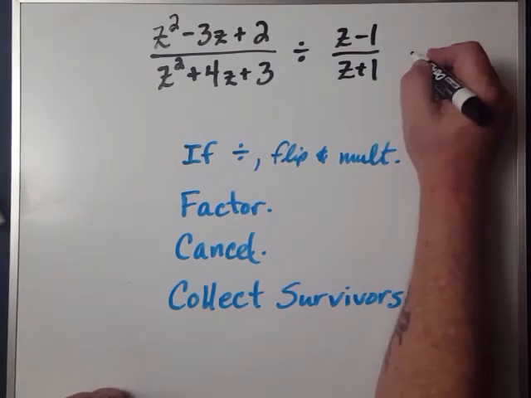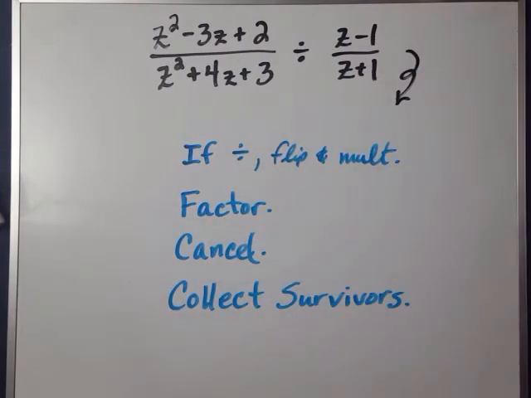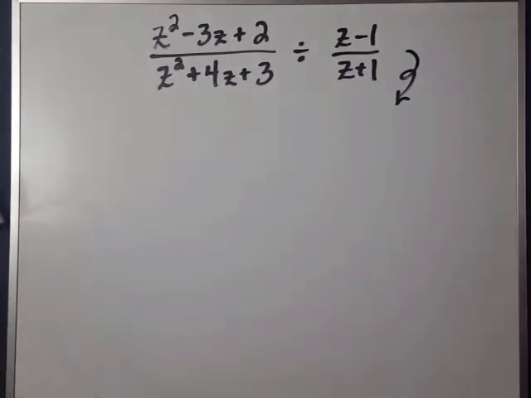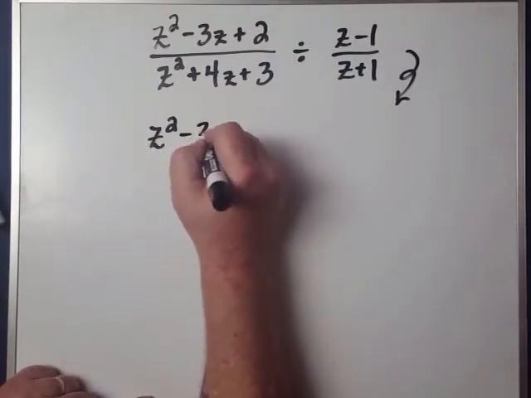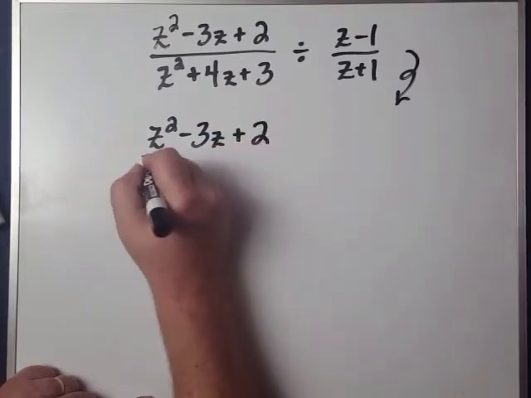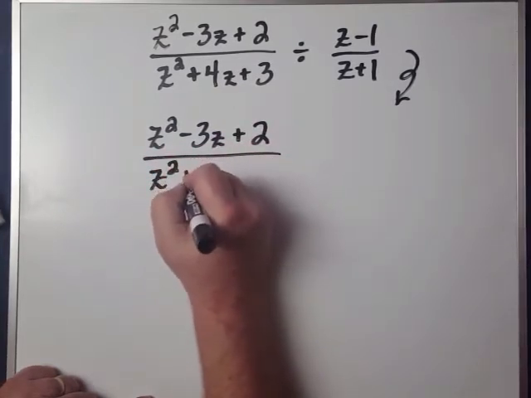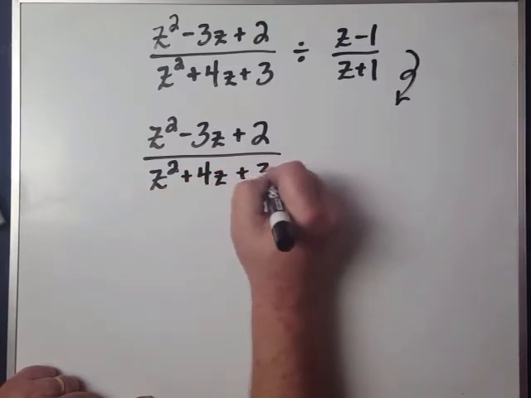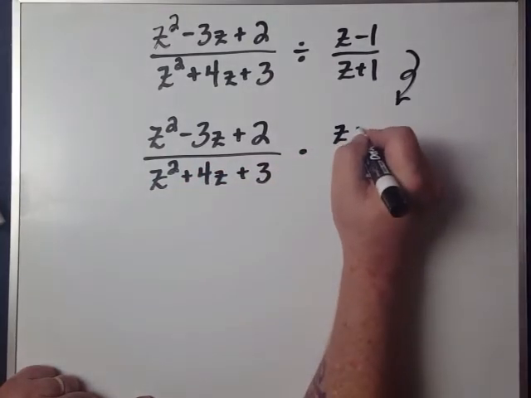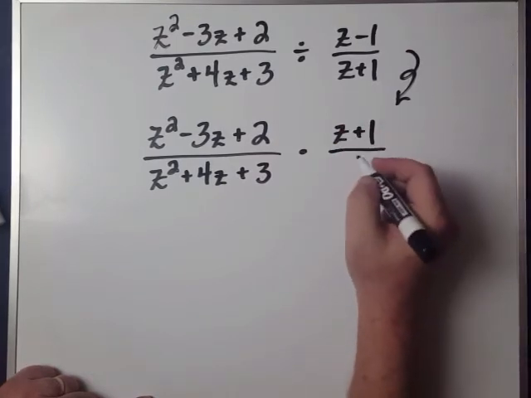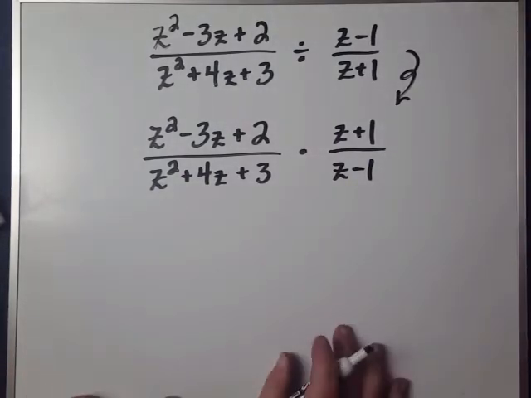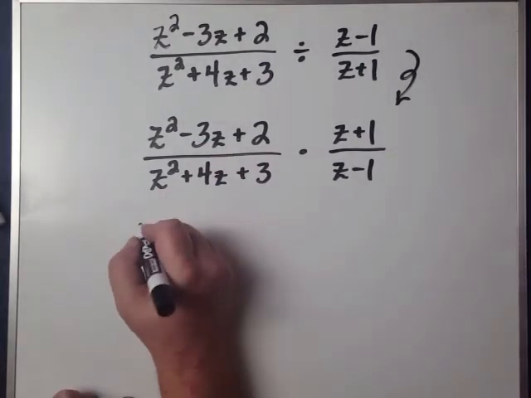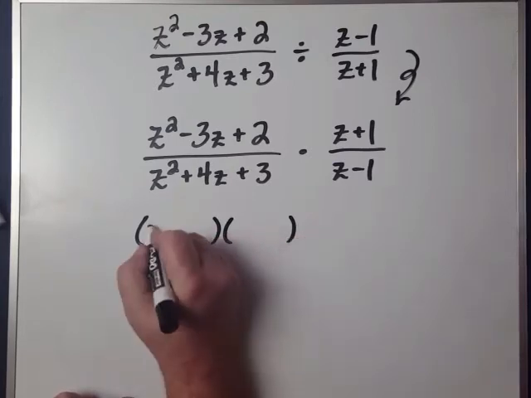So here we go. This is division. So the first thing we're going to do is flip and multiply. We leave the first fraction alone. Flipping the second fraction, so we can change this division to multiplication. Now that we're under multiplication, we can cross cancel, but only if we can see all the factors. Let's get everything factored.